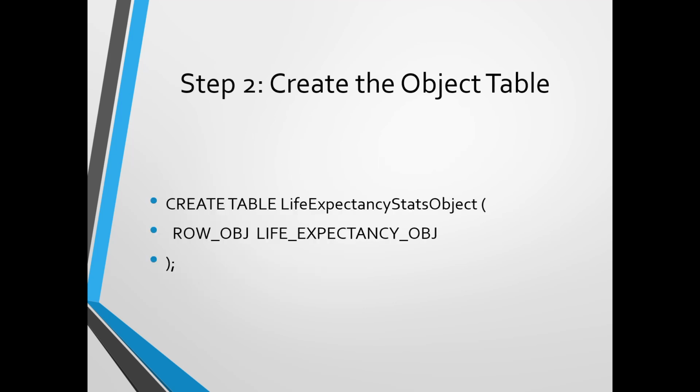Now we have to use that object type to create a new table called life expectancy states object that has a single column called row underscore obj. The data type should be life expectancy obj, which we created previously. Then we have to execute this command. Now our new table will be created successfully with the expected object type.